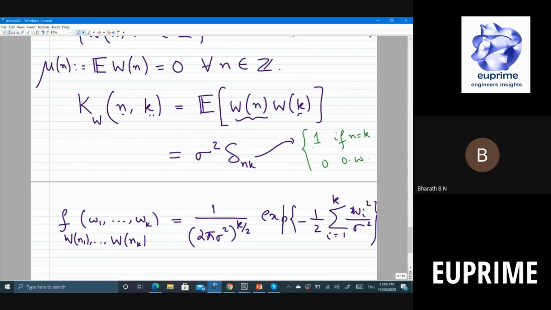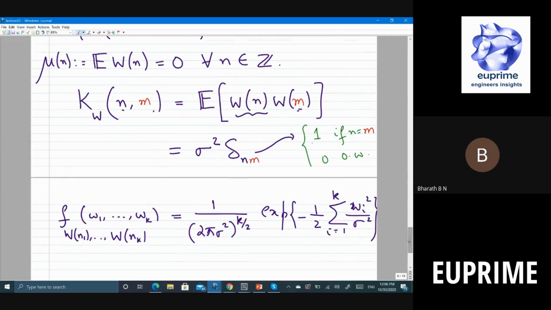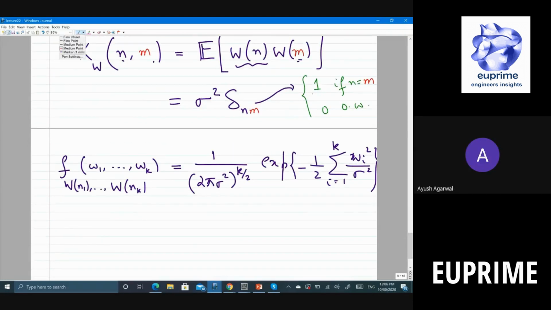Did I clear your doubt? Yes, sir. Maybe if you use k, m instead of k, it will be fine, sir, because you have used k for the number of vectors. Okay, fine. I'll just use a different color: m, m, m. Fine. You're okay with this, Ayush? Yes, sir.